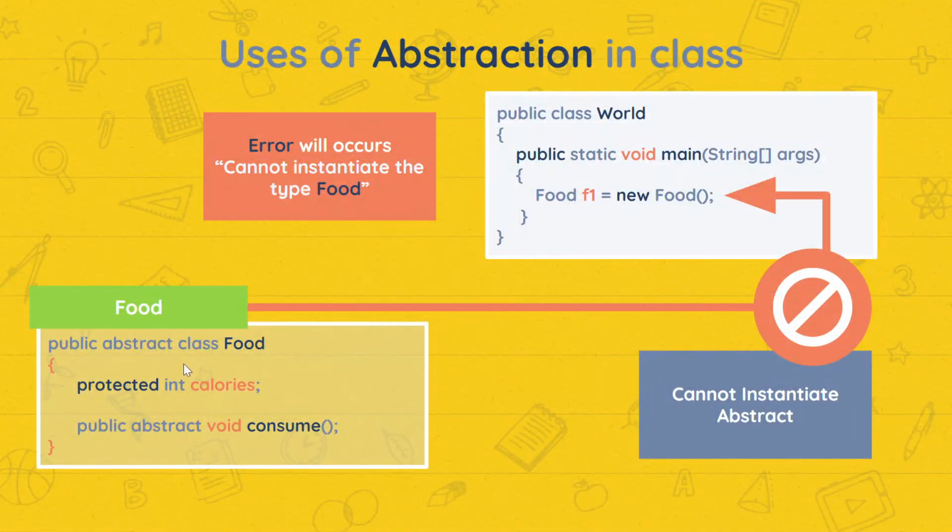When you use the keyword abstract, you cannot instantiate such an object. For example, if I were to create a food, it will tell me there's an error: you cannot instantiate the type food because this was created as an abstract class.